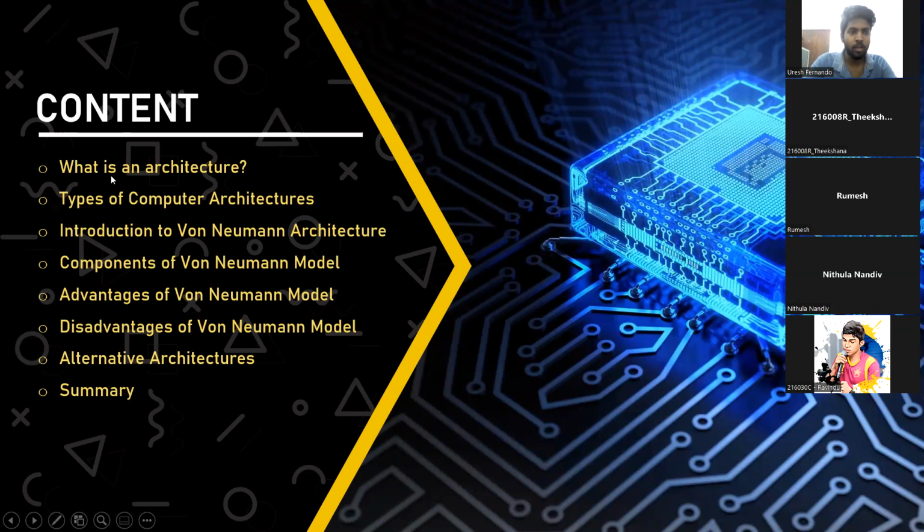The first one is what is an architecture, and the second topic is the types of computer architectures, and the third one is introduction to von Neumann architecture, and the fourth one is components of von Neumann model, and the fifth one is advantages of von Neumann model, and the sixth one is disadvantages of the von Neumann model, and the seventh one is the alternative architectures, and we will conclude the presentation with the summary.